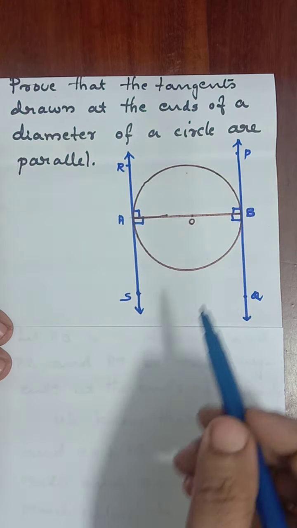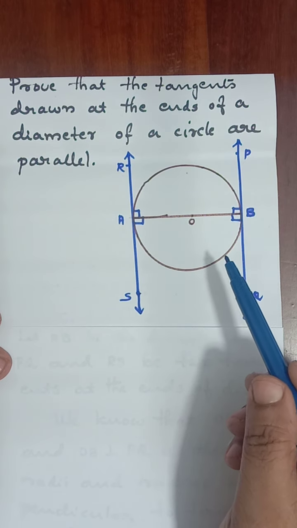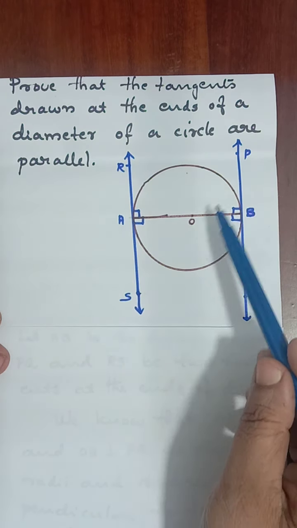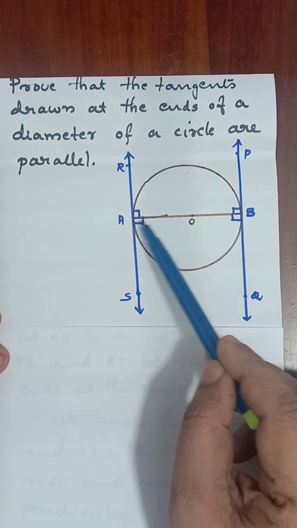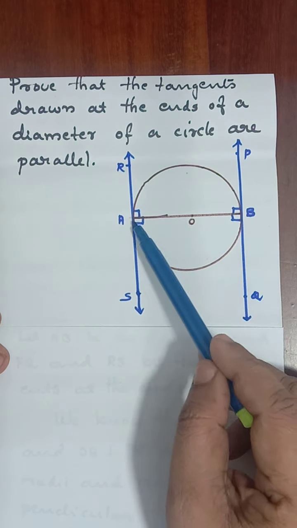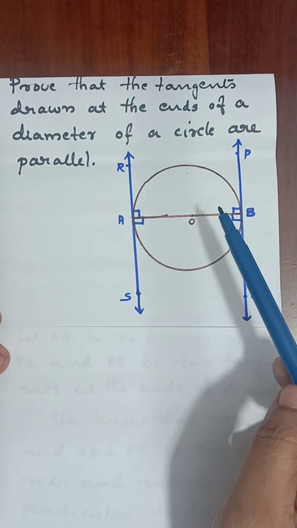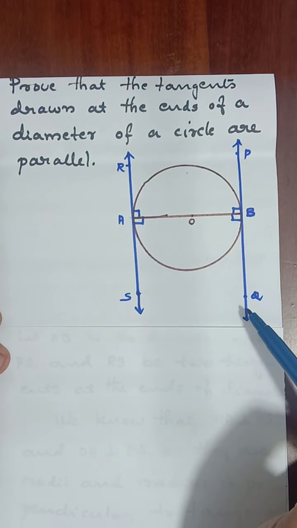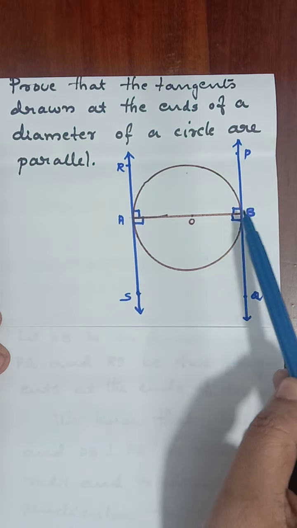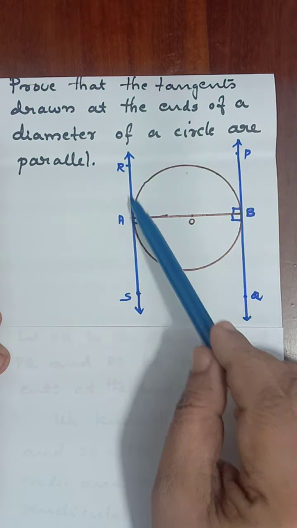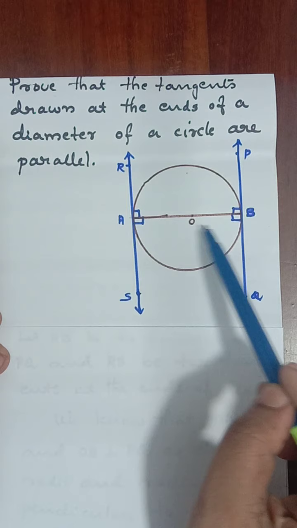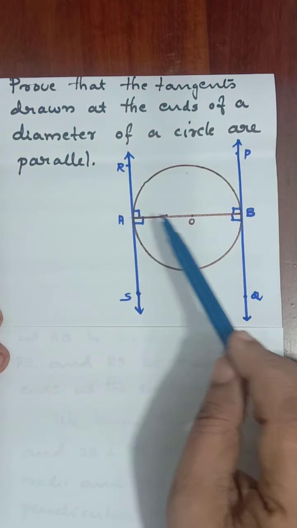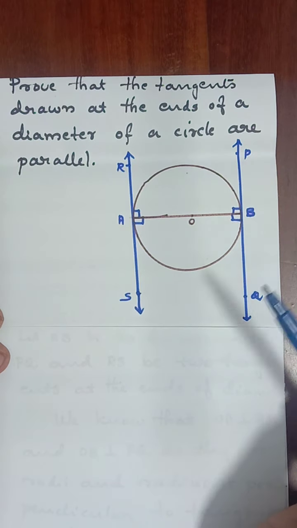You can see the fourth question. Prove that the tangents drawn at the ends of a diameter of a circle are parallel. So this is a circle. AB can be the diameter. Let AB be the diameter. Then which are the tangents? RS and PQ are the tangents. They are at the ends of the diameter. Tangents drawn at the ends of the diameter are parallel. That is to be proved. We have to prove PQ parallel to RS.